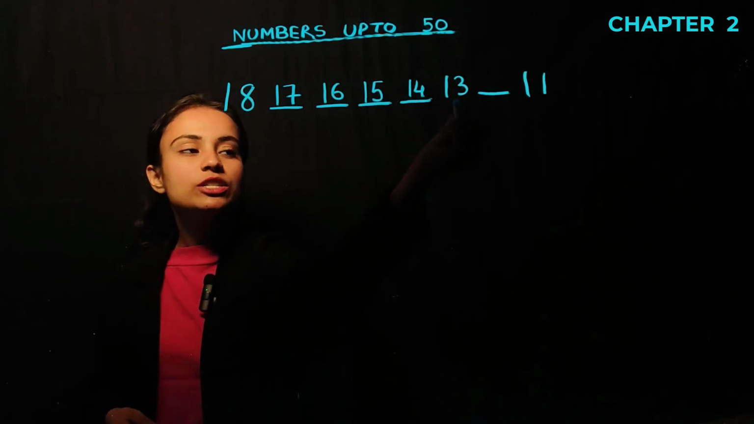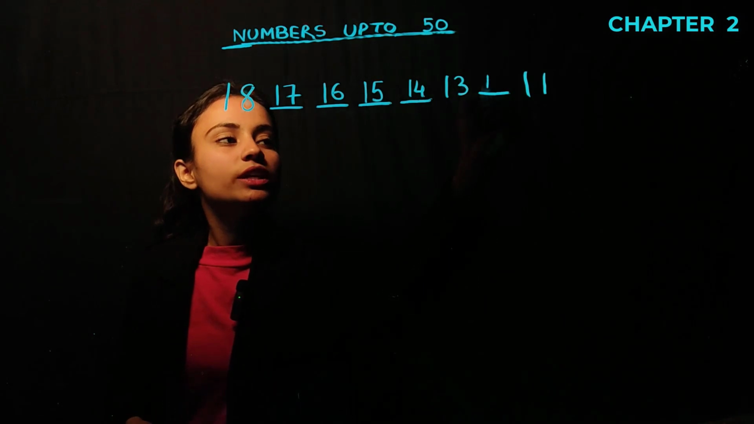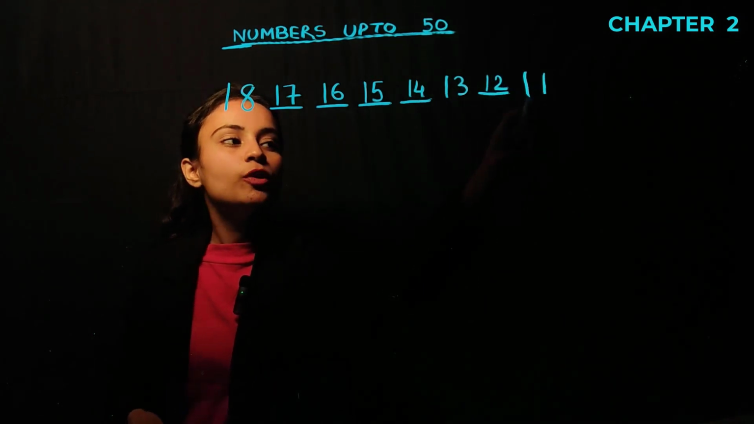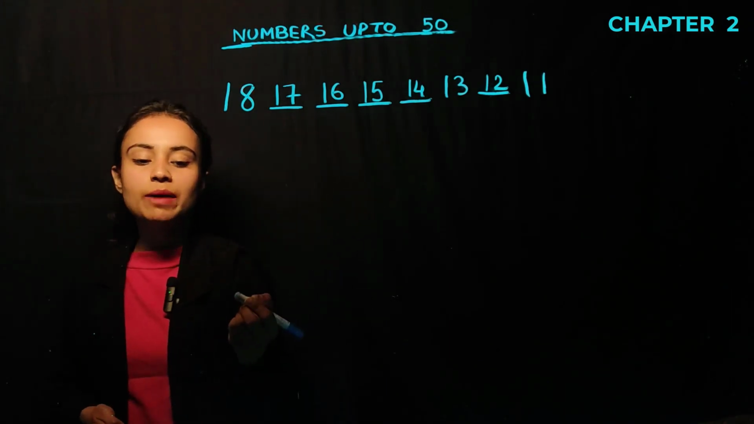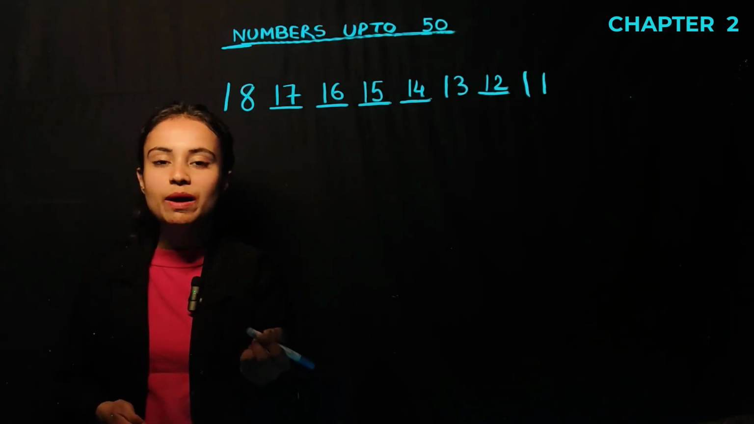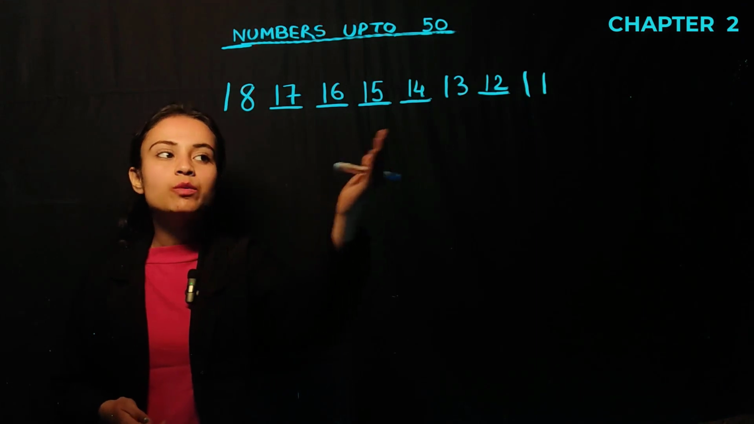Then 13, which is already written. Before 13 we have 12. And before that we have 11, which is already written. In the similar manner, you have to do the rest of the parts by yourself. You have to count backwards like this.